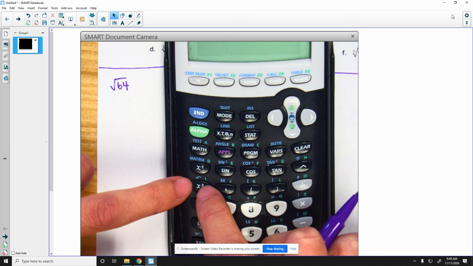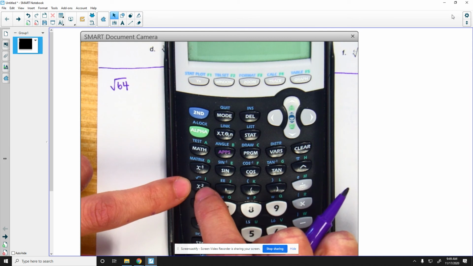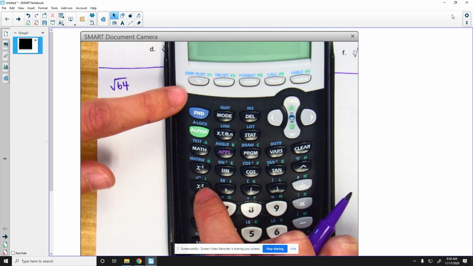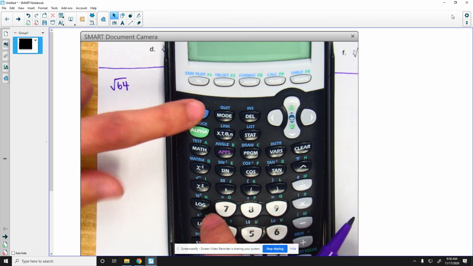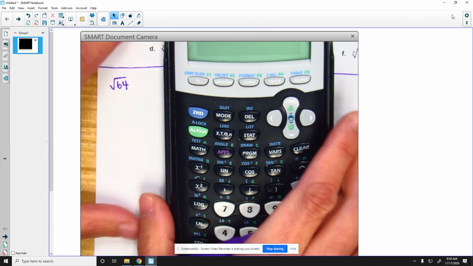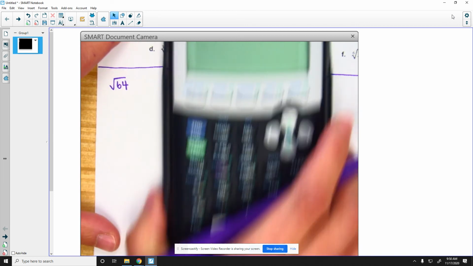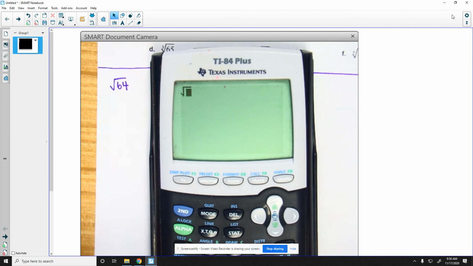Do you see how the square root symbol is right here underneath the x or above the x squared, but it's in blue? So whenever you need to access a blue button, you have to hit the blue button second first. So hit second and then x squared, right here, those two buttons. And then that comes up, 64. Boom, my answer is 8.